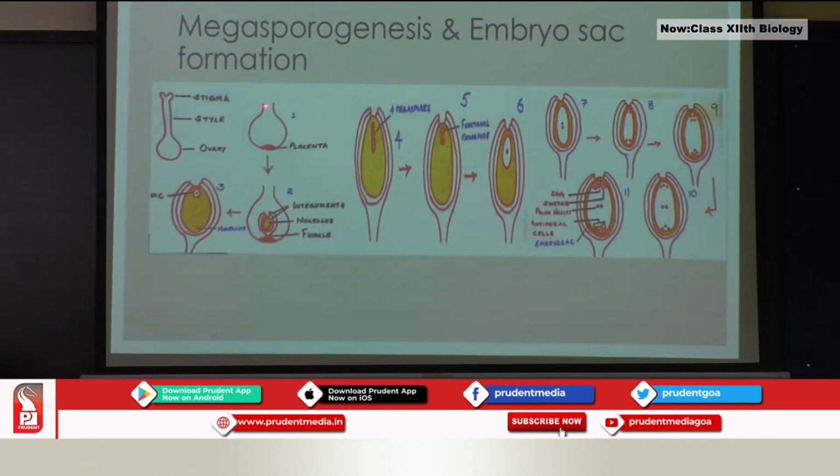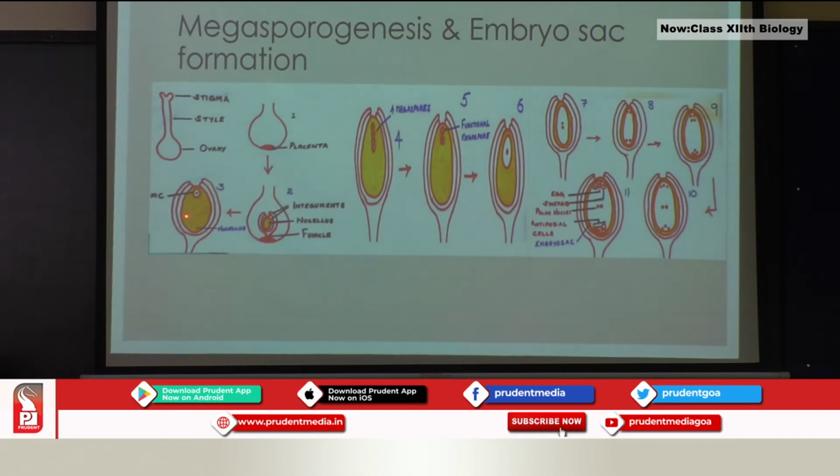So you can see over here, let's follow it. You have the placental tissue attached on the inner wall of the ovary, to which the ovule is attached. Now what kind of an ovule do you see in this figure? It is an orthotropous ovule or a straight ovule that I have drawn. Now let's move on further.